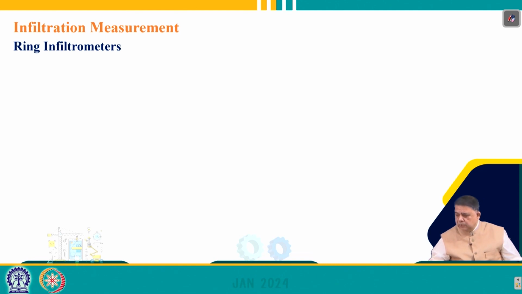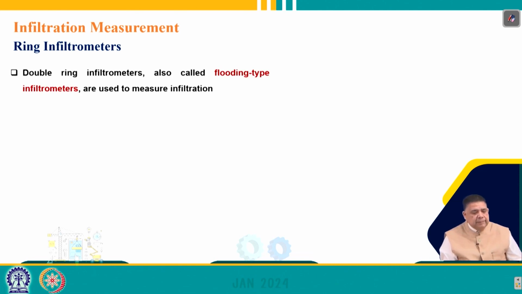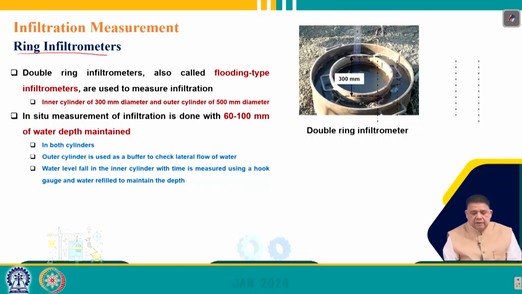Now, we come to infiltration measurement, and typically infiltration is measured by equipment called ring infiltrometers. Typically we use what we call the double ring infiltrometer, which is also called the flooding type infiltrometer, used for measuring infiltration. Double ring because it has two concentric cylinders, as you can see here.